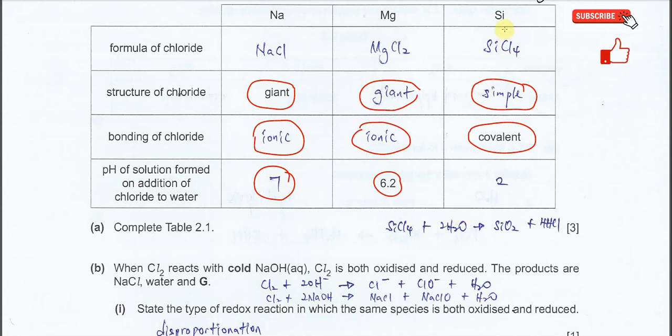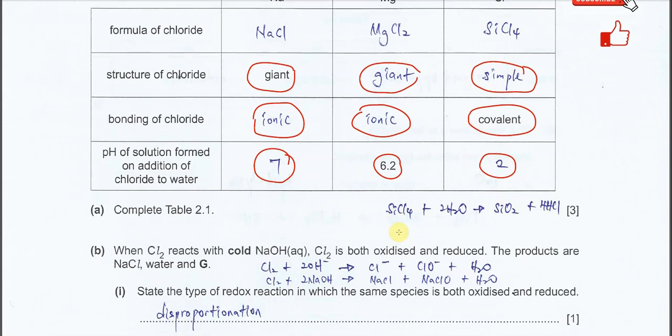For the silicon tetrachloride, when it is dissolved in water, it will form a solution with pH 2. Why? Because this SiCl4, once it reacts with water, will form 2 things. It will form a white precipitate, which is the SiO2, and it will form HCl. Because this HCl is a strong acid, the solution will go to pH 1 to 2. So you just put pH 2, that is enough.